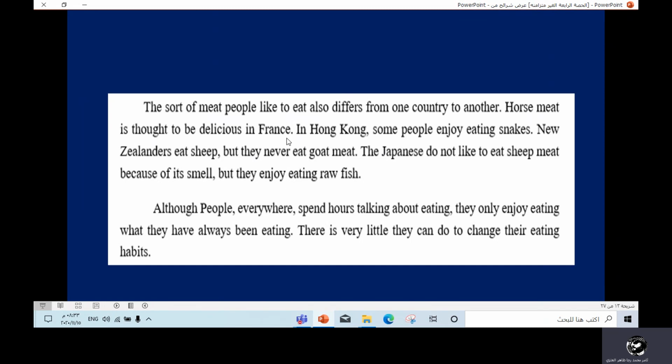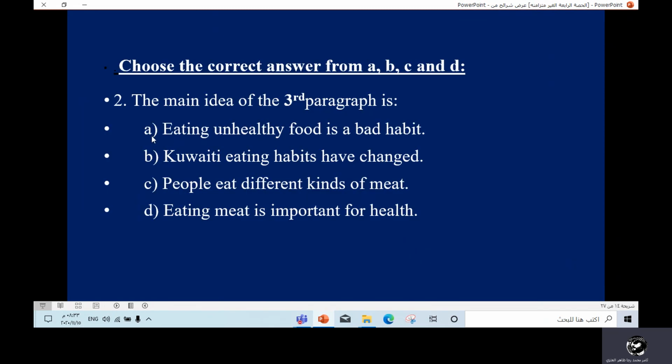So what do you think is the main idea of this paragraph? Let's go back to the question. Do you think A, eating unhealthy food is a bad habit? Or B, quality eating habits have changed? Or C, people eat different kinds of meat? Or D, eating meat is important for health? So what do you think, my dear student, is the right answer, or what is the main idea of paragraph number 3? That's right. People eat different kinds of meat.